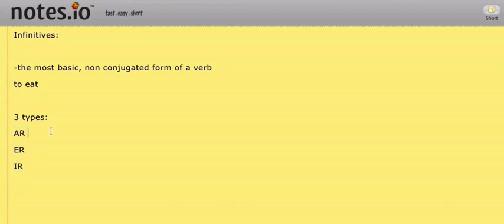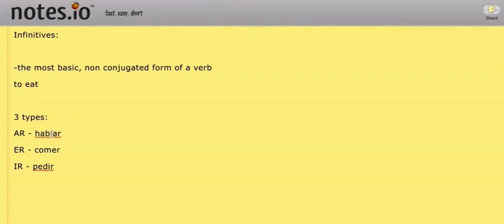So for example, if we were to take the word hablar for ARs, comer for ERs, pedir for IRs, you can see this is to talk, to eat, and finally to ask for or to order. So you can see that with each of these, it's just the action itself. We haven't changed it to show who's doing it. If I were to take the word hablar and change it to hablo, that now means I speak, and that's in present tense. But when we're talking about just the infinitive itself, this would just be to speak, just the action of speaking. No tense going along with it and no person.